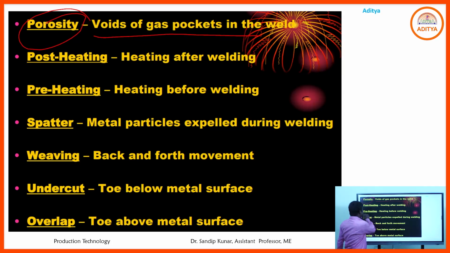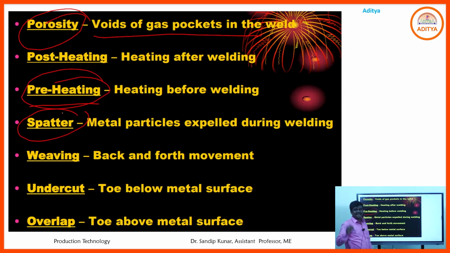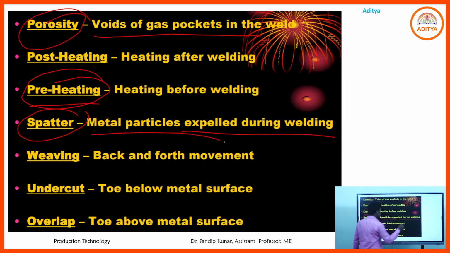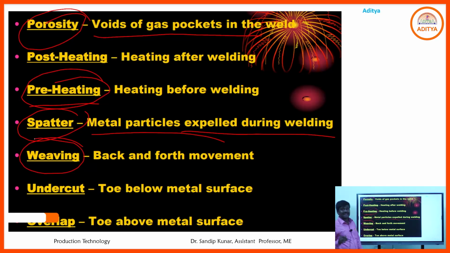Then preheating, heating before welding. Sometimes we provide heat before welding, and that is called preheating. Spatter: metal particles deposited or expelled during welding are called spatter. Okay, waving: the back and forth movement of the welding torch is called waving.